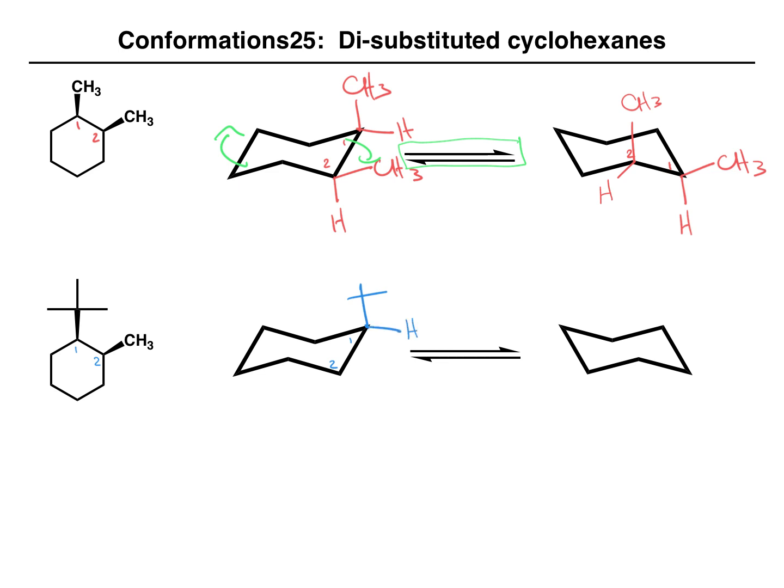At carbon 2, we have our methyl group on the top face and our hydrogen on the bottom face. After we do our inversion, this is carbon 1, carbon 2. Carbon 1 has the hydrogen on the bottom face and the t-butyl group on the top face. Carbon 2 has the methyl group on the top face and the hydrogen on the bottom face.